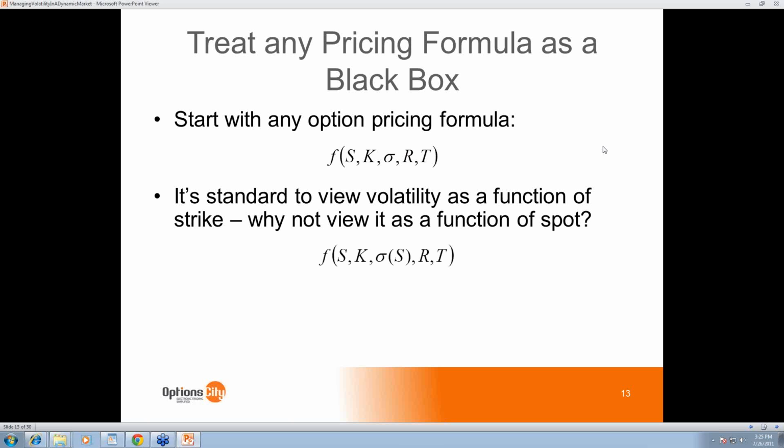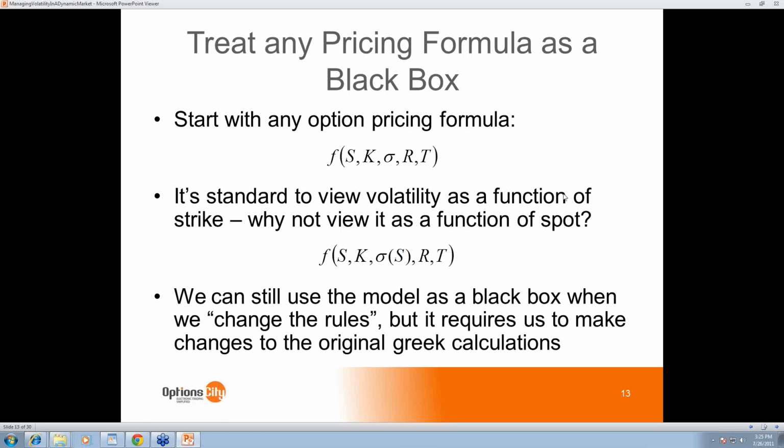When we do this with the Black model, for example, it's typical that we take volatility in terms of a skew as a function of strike. Different strikes, we use different vols. So why not view volatility as a function of spot instead? When we do that, we just take the original formula and stick in a new function and treat this thing as a black box. So we can use the model, forget about how it was derived, and just change the rules.